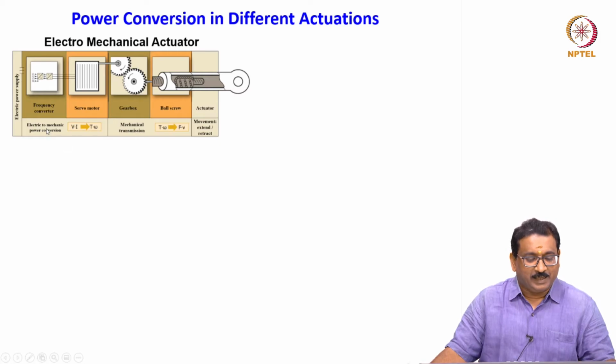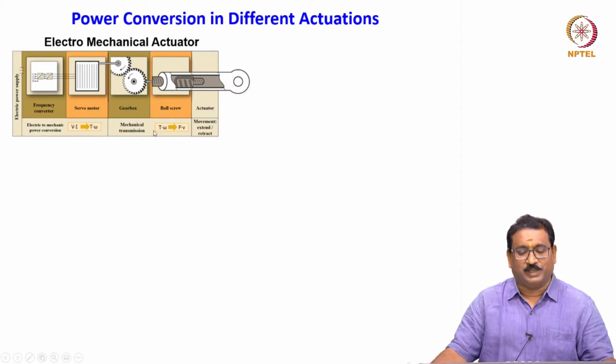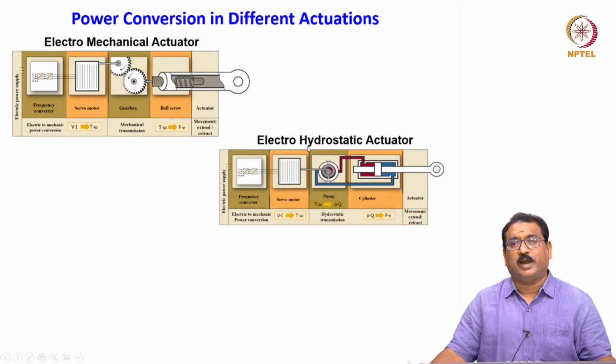What is the electric to mechanical power conversion here? The voltage and current input becomes torque and omega. In the mechanical transmission, what happens? Torque and omega are the input, and it gives the force and velocity of the actuator. That is an EMA.